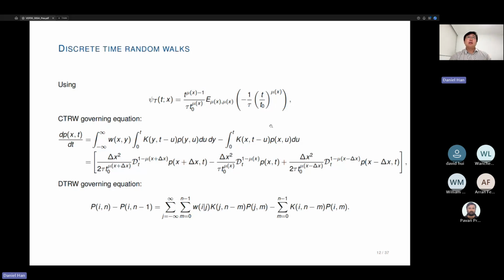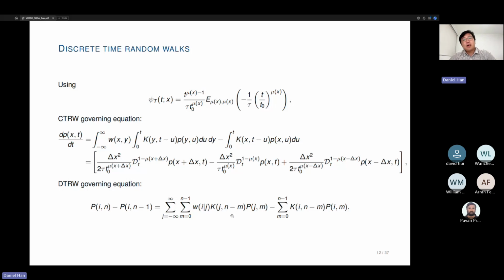And that translates, if we use this new waiting time with tau and t naught scaling, to a very similar equation where we can now take the limit. The discrete time random walk governing equation doesn't have this luxury of introducing new timescales, because inherently our timescale is fixed to 1 because we're in discrete time. And so we cannot play the same tricks.